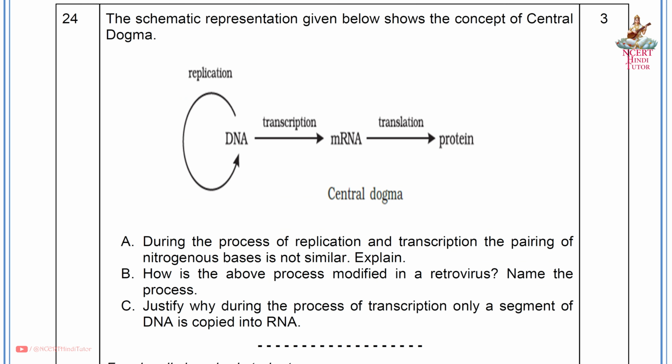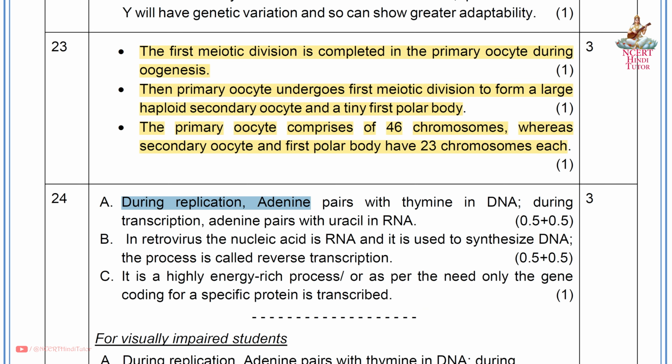Question 24. The schematic representation given below shows the concept of central dogma. Central dogma: DNA, transcription, mRNA, translation, protein. And this is replication. A. During the process of replication and transcription, the pairing of nitrogenous bases is not similar. Explain. Answer. During replication, adenine pairs with thymine in DNA. During transcription, adenine pairs with uracil in RNA.